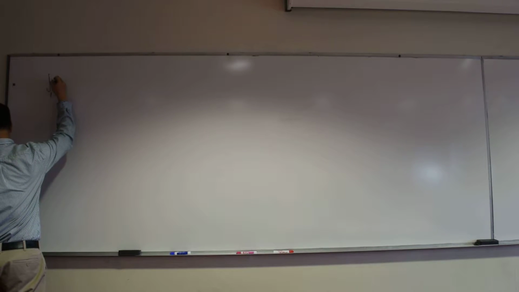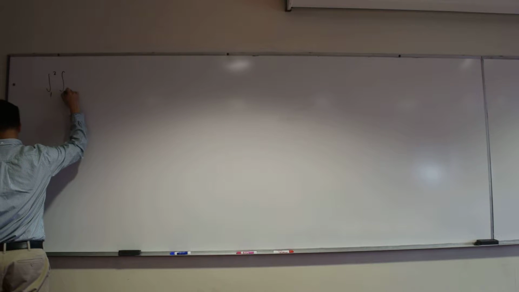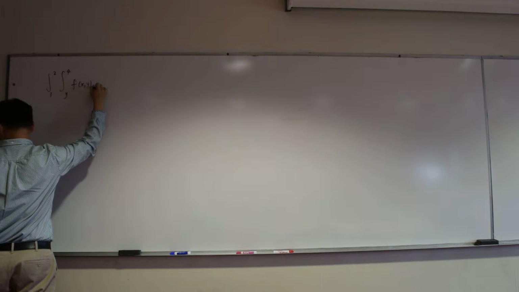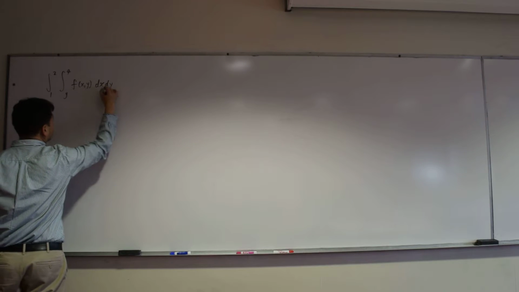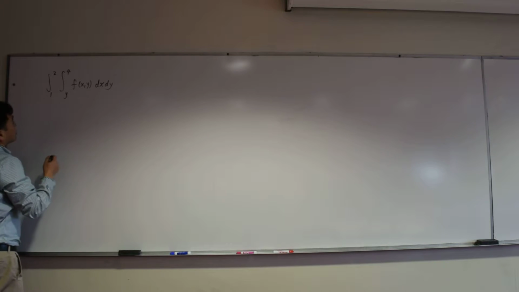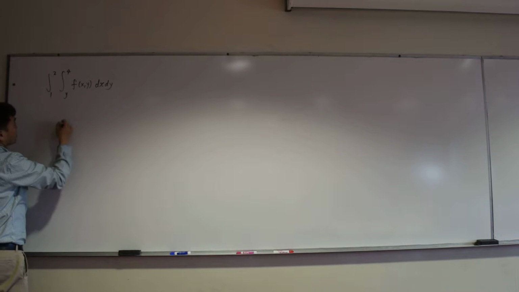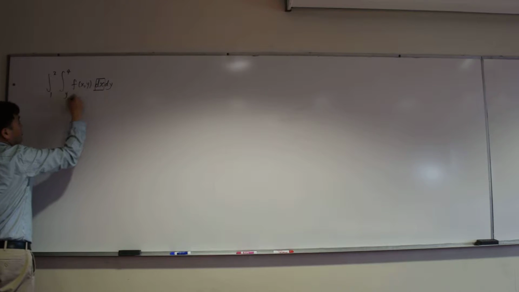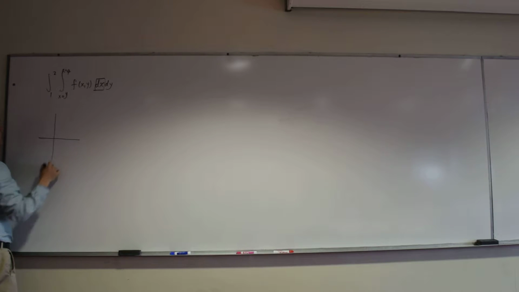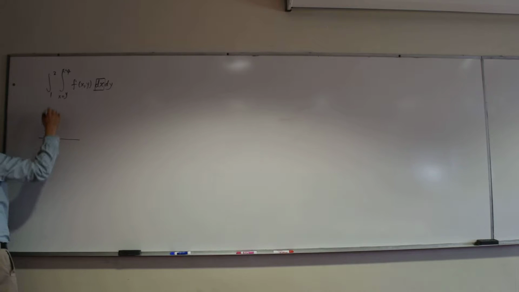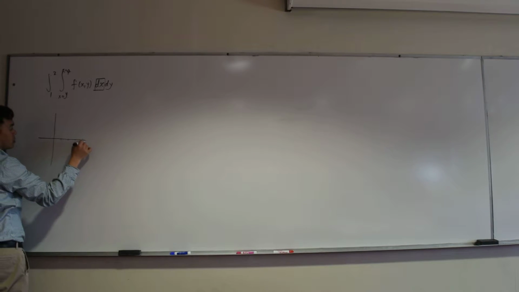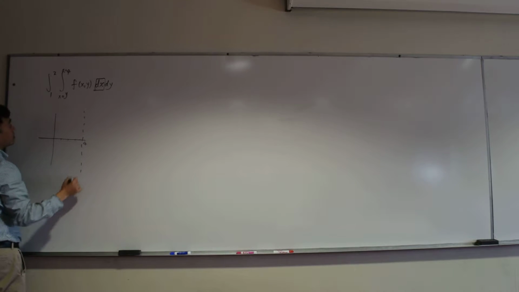Integral from 1 to 2, y to 4, f(x, y), dx dy. Okay. So since you have dx here, you should think of x being here. And you have to draw the graph of x equal to 4 and x equal to y. x equal to 4 is a vertical line, right? 1, 2, 3, 4. And it's a vertical line that's like that.